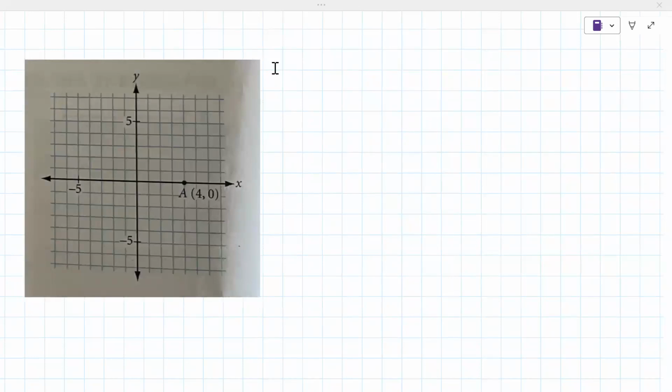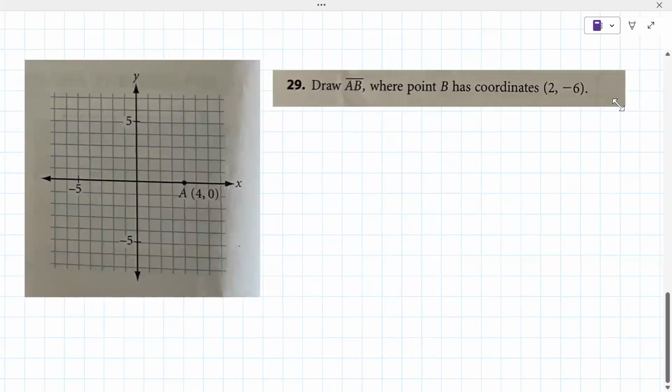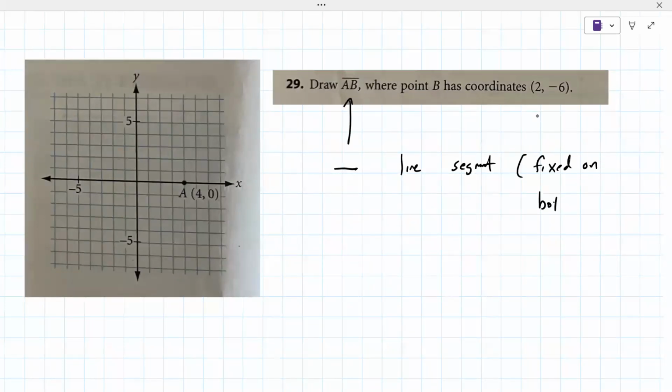All right, so 29, it says draw AB where B has coordinates (2, -6). So the first thing is when you have a line above it, that means line segment. And that's fixed on both ends. If it's got arrows, that's a line. It extends infinitely in each direction.